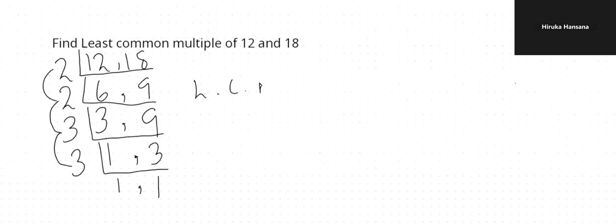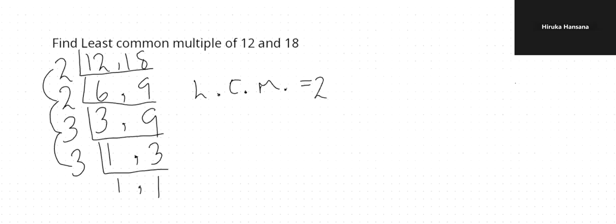Least common multiple, I wrote it in the short form. In short form, for least common multiple, you can write LCM separated by dots. Okay, they should be separated by dots, and you can write LCM. So let's take the product of these numbers.